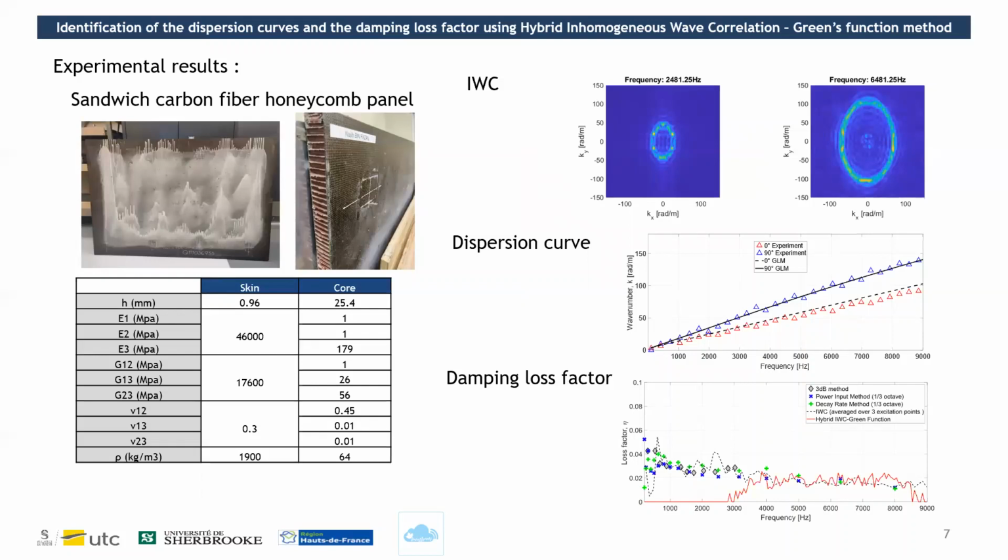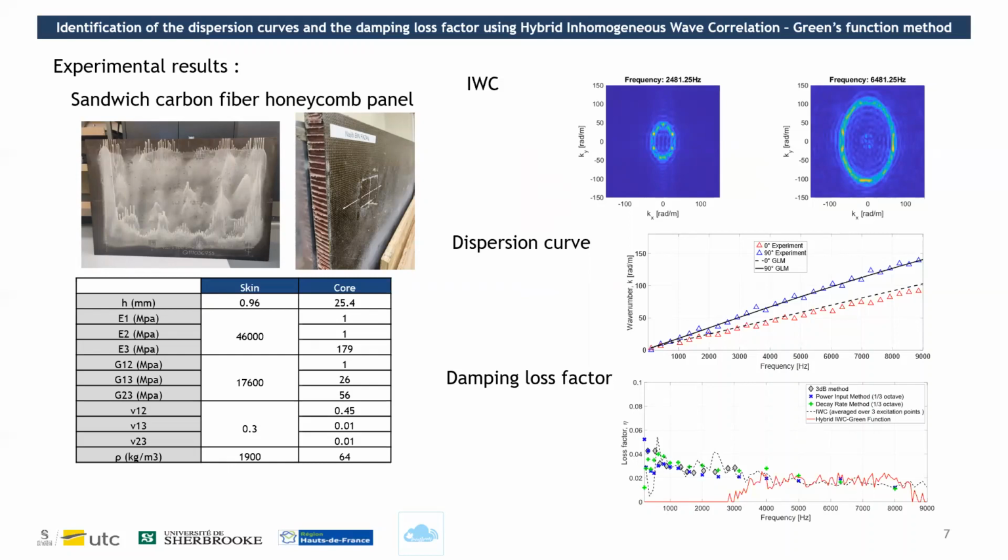For the damping loss factor, the half power bandwidth method, the power input method, the decay rate method, and all IWC methods are compared to the proposed method. The proposed method correctly estimates the damping loss factor from 3500 Hz. In the low frequency range, the method is limited due to the reflection of the boundary.